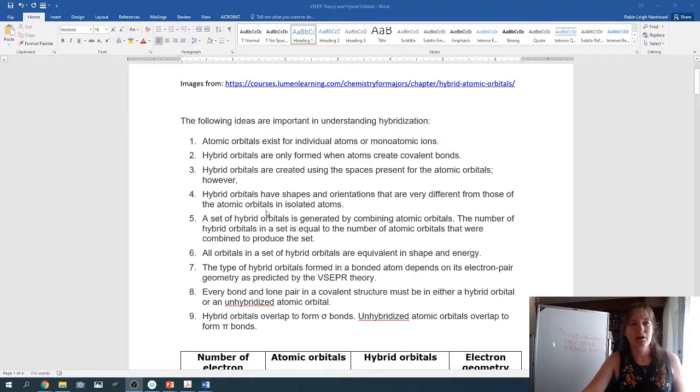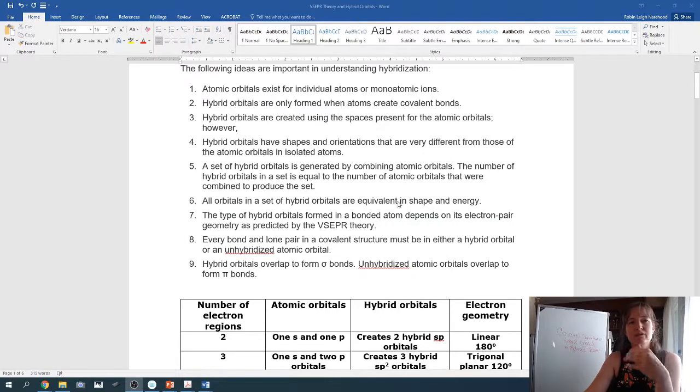A set of hybrid orbitals is generated by combining atomic orbitals. The number of hybrid orbitals in a set is equal to the number of atomic orbitals. So if you use the spaces for 3 atomic orbitals, you create 3 new hybrid orbitals. The new set all have equivalent shape and energy. The type of orbitals that form in a bonded atom depends on the electron pair geometry as predicted by the VSEPR theory. We're going to look at it the opposite way. We're going to think about hybridization and let that help us predict what the geometry is.